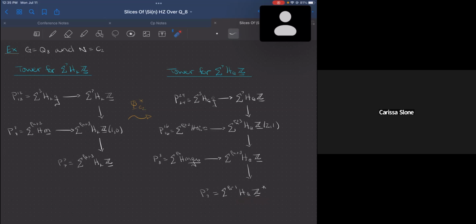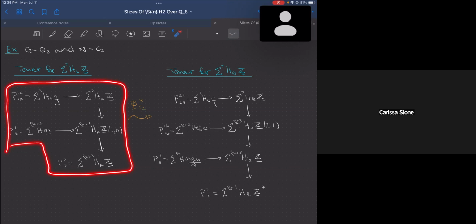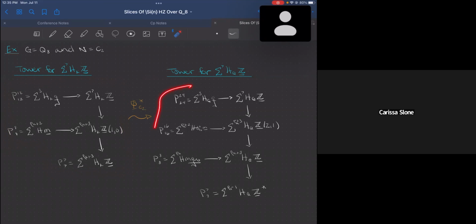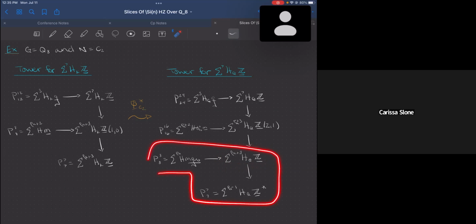So this is a strategy that works for particular groups. What we can do is take a slice tower for a quotient, and then we pull back that slice tower, and we get part of a slice tower. Then our N slice in general is not going to pull back to an N slice, so we have to play the game of what the slices of the pullback are.